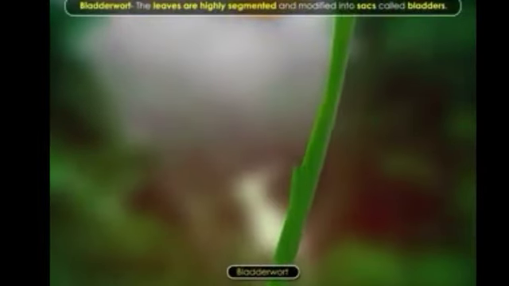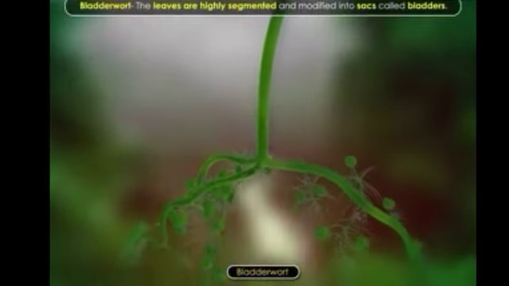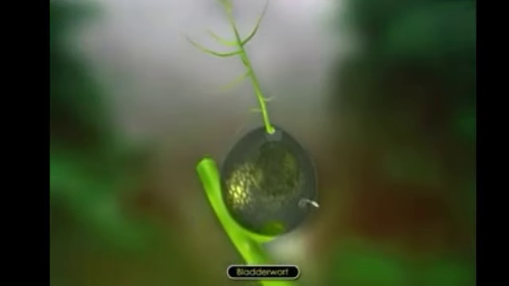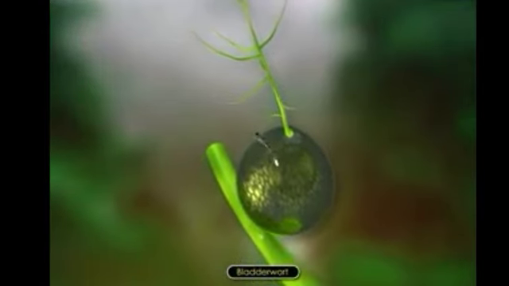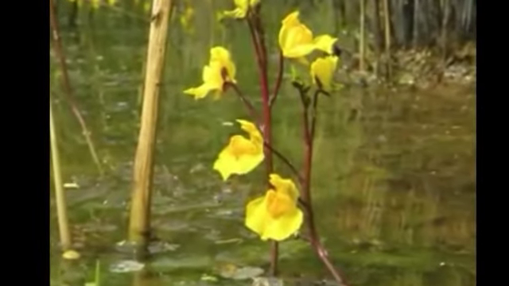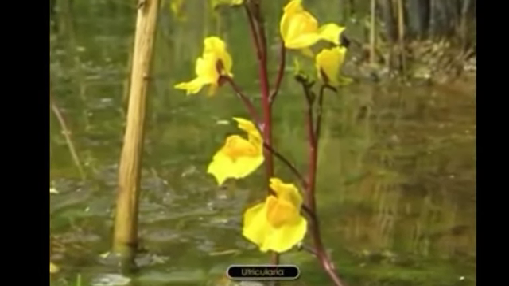In bladderwort, the leaves are segmented. And in the segments, you can see bag-like structures which are known as bladders. The door is a trapdoor-like entrance and can suck any insects flowing towards it. It is generally seen in an aquatic plant called Utricularia.